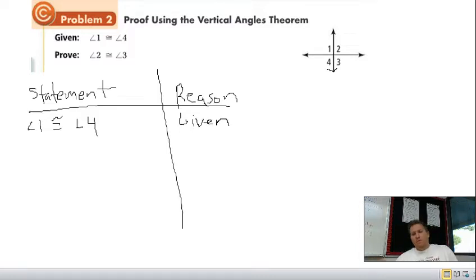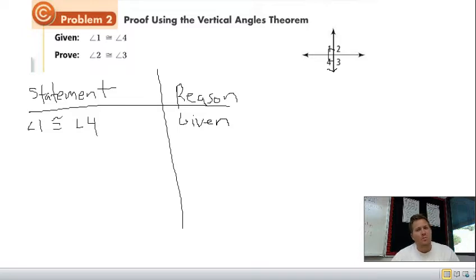Alright, so before we attack this problem, let's think about what's going on here. First, we want to prove that angles 2 and 3 are congruent. It tells me that 1 and 4 are congruent, and 1 and 4 are supplementary, they make 180 degrees, a linear pair. Then that means both of these have to equal 90 degrees, right? In order to be a linear pair, both have to equal 90 degrees.